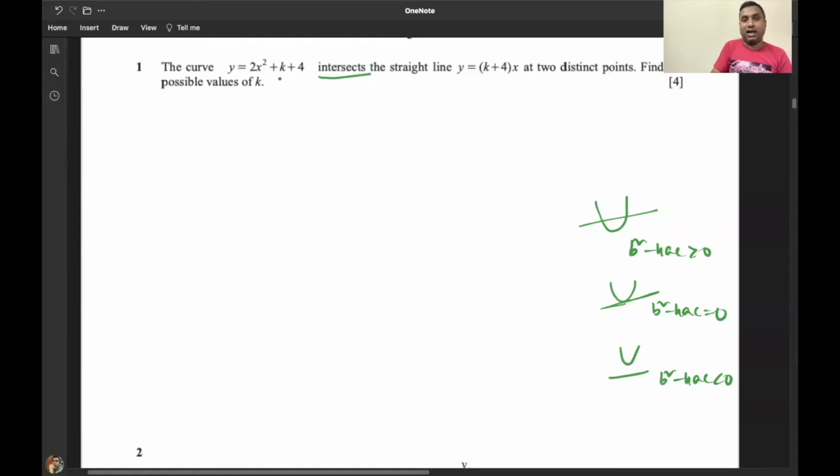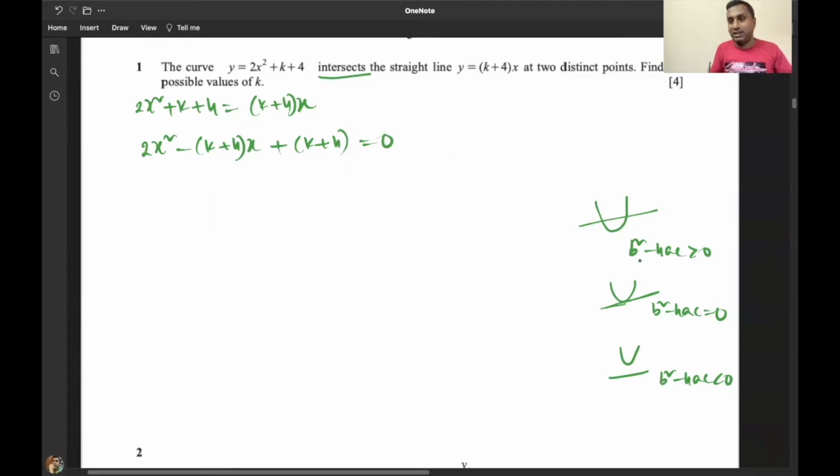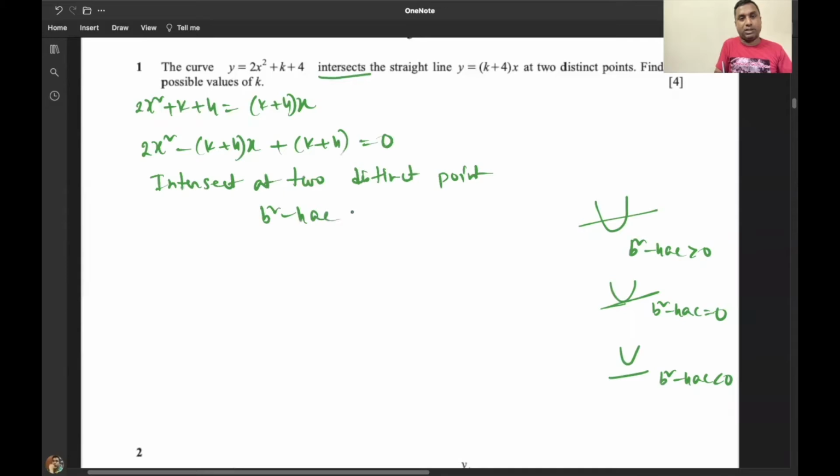Now, since the curve intersects the straight line at two distinct points, since it is given to intersect, we can write here 2x square plus k plus 4 equals to k plus 4x. Now if you simplify, you can write the things in this way: 2x square minus k plus 1 x plus k plus 4 equals to 0. Already I told, since it intersects at two distinct points, b square minus 4ac greater than 0.